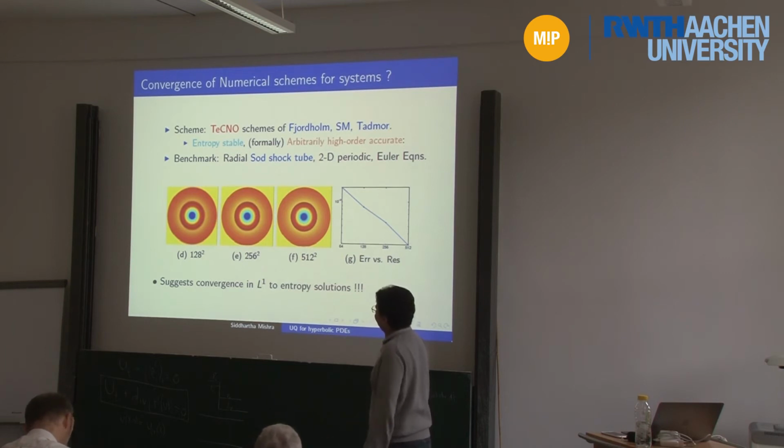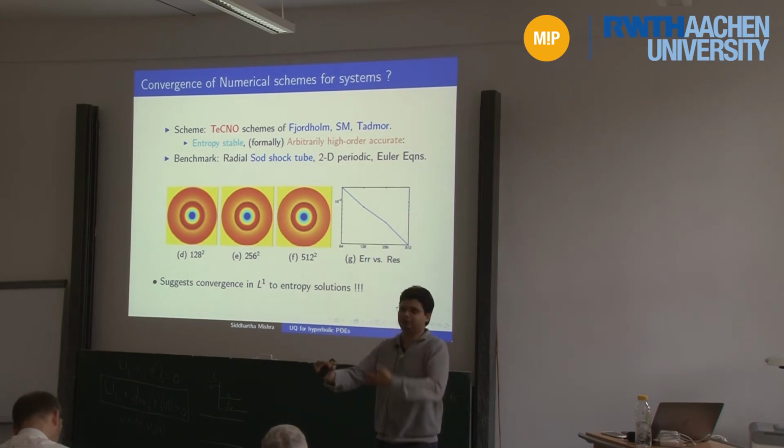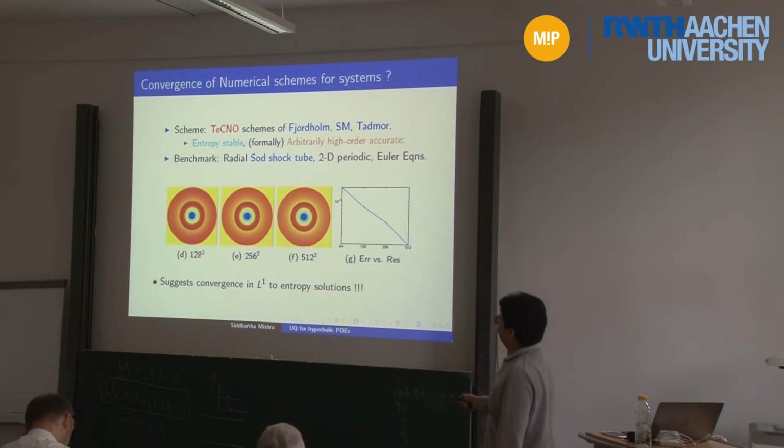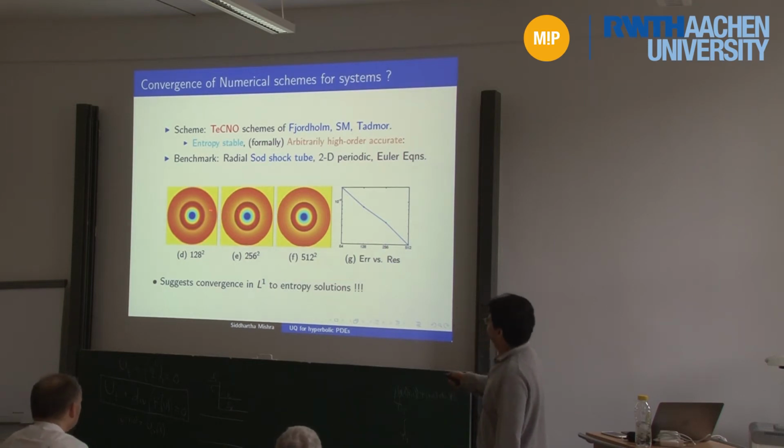A common benchmark is what is called a radial shock tube. Remember that the actual shock tube is cylindrical, but if you cut it in 2D, it has radial symmetry, and this is what happens. These are 3 different grids: 128 squared, 256 squared, 512 squared, and this is the density. You can see the outer shock wave, a contact discontinuity out here, and a rarefaction wave, and at least to the eye, it clearly converges.